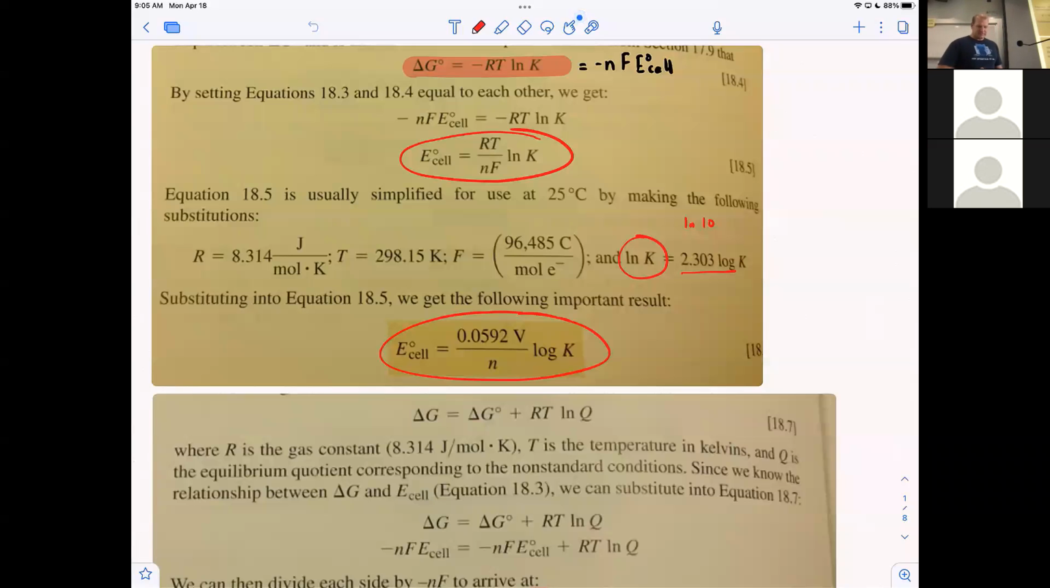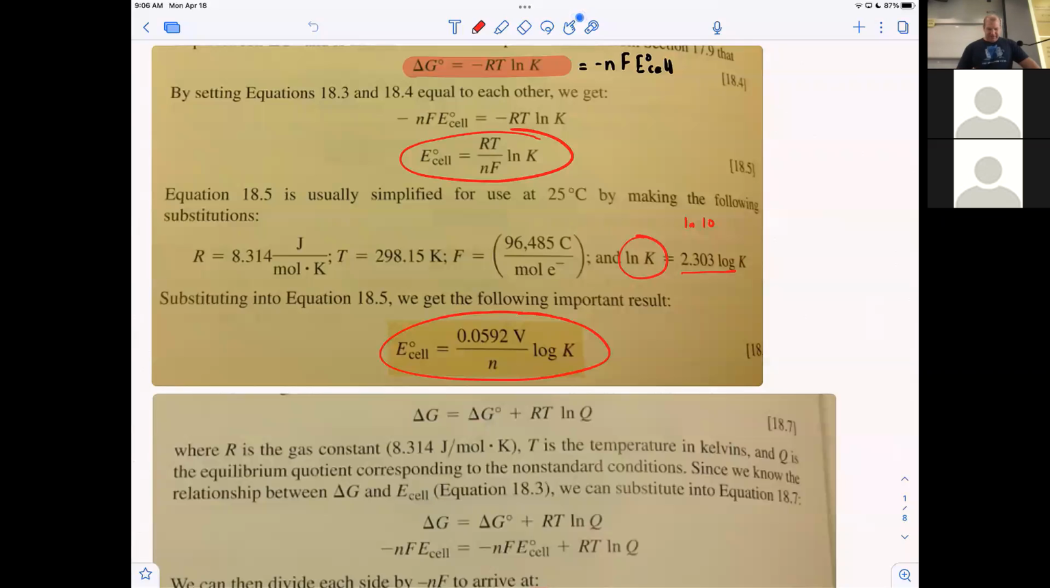Okay, so this is where we left off, was here where we're looking at some of the thermo equations and we're combining things like Gibbs energy and E cell and equilibrium constant. We already did the combination of Gibbs energy to equilibrium constant.